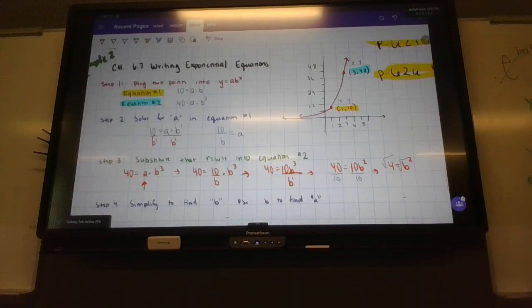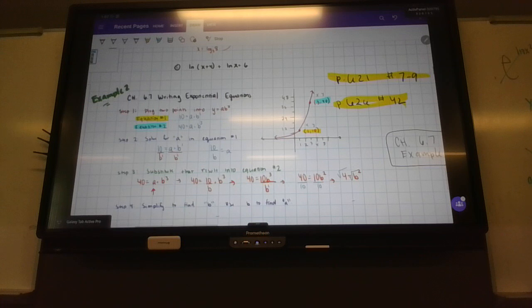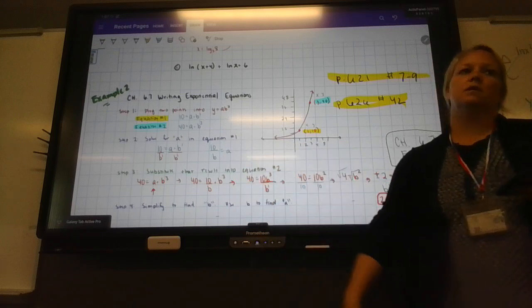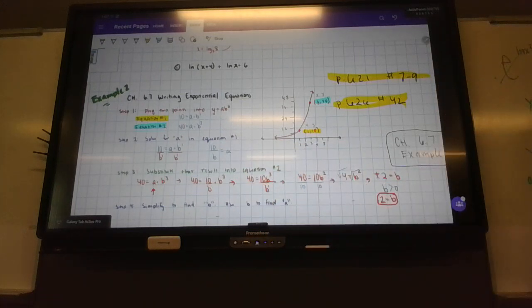Use the square root and we get plus and minus 2 equals b. The definition we went through in the beginning of the chapter said that your base is always greater than 0. So we're going to reject the negative 2 and we're just keeping positive 2 for b. So using substitution, we were able to find the actual value for b, in y equals a times b to the x.